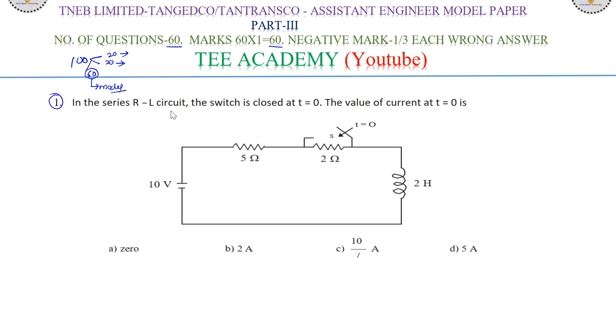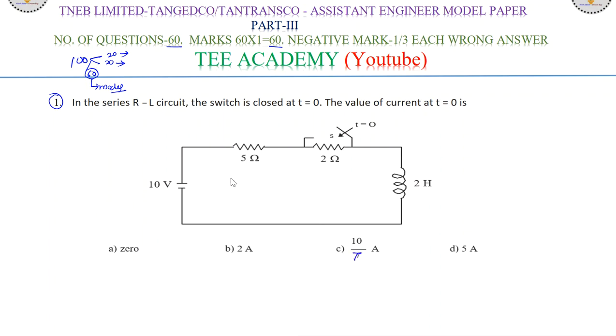Now the first question. In a series RL circuit, the switch is closed at t equal to 0. Find the value of the current at t equal to 0. Now pause the video and choose your answer option. Have all of you done it? Okay, so here I will solve the answer.